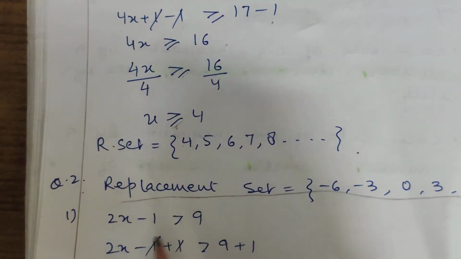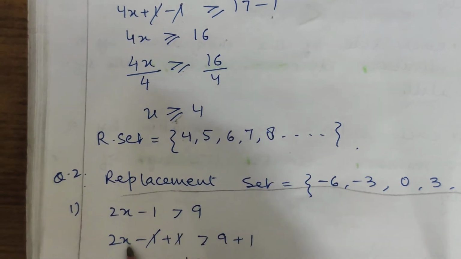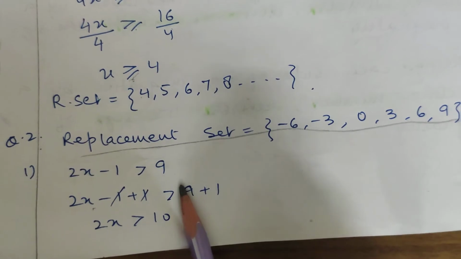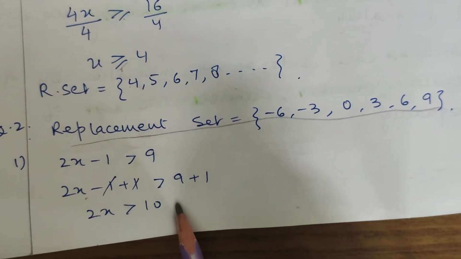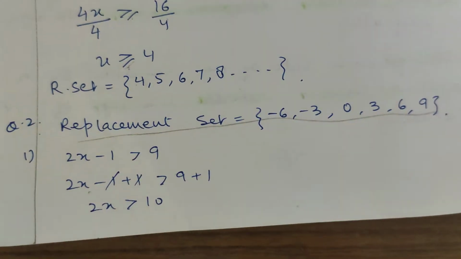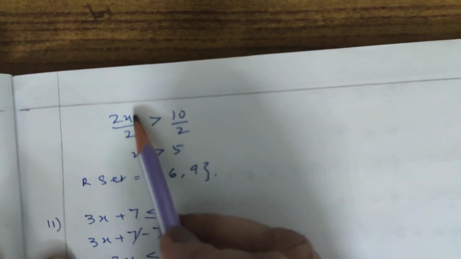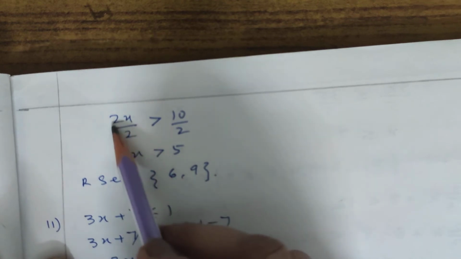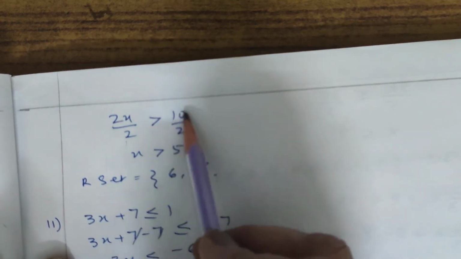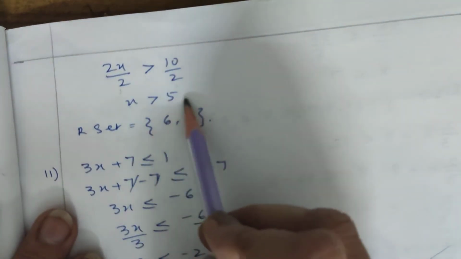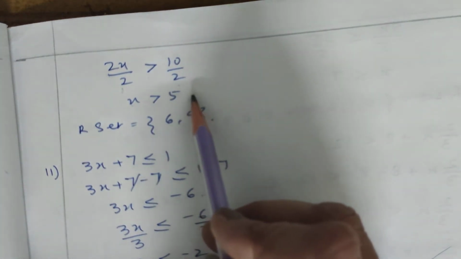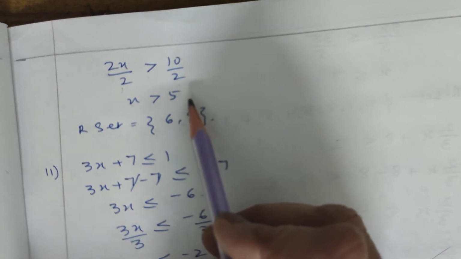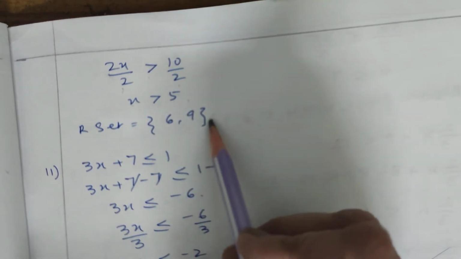Your sum is 2x minus 1 is greater than 9, adding plus 1 to both the sides. This gives you 2x is greater than 10. Now, dividing by 2, we have to remove 2 from here, 2x upon 2 is greater than 10 upon 2. x is greater than 5. From the replacement set, what values are you going to take? Greater than 5, your values would be 6 and 9.